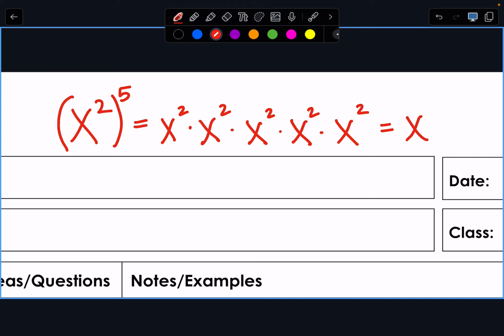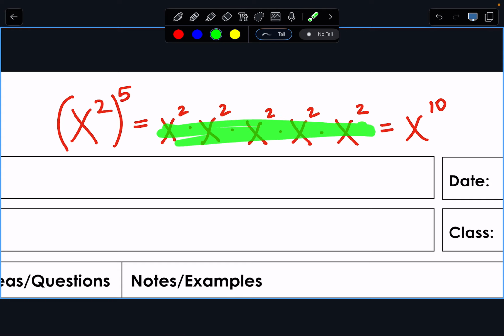Okay. So what is this? X to the what power? 6. How'd you get 10? Okay. What do we do when we multiply? What do we do with our exponents? Add them. What's 2 plus 2 plus 2 plus 2 plus 2? It's 10. Okay? Now, we don't have to draw it all out. What's the shortcut, Matthew? Oh, we could just say, 2 times 5 is 10.